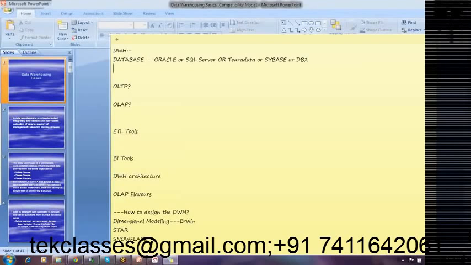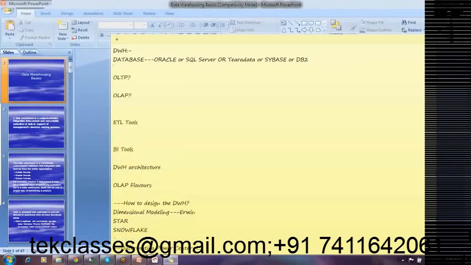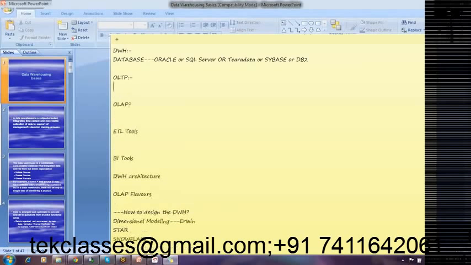Even before we understand why we are going for a data warehouse, first we need to understand the system called OLTP. OLTP is nothing but the online transaction processing system, where we design applications for day-to-day operations. We design the online transaction applications for day-to-day operations. So what kind of applications can we call OLTP?